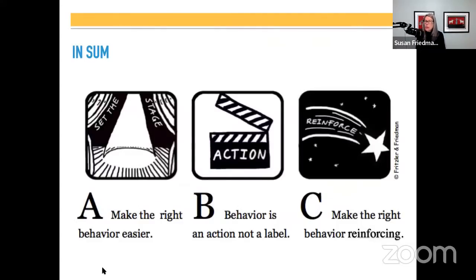So if I were to put it into a meme, I would say, arrange the conditions beforehand to make the right behavior easier or more probable. Remember, behavior is an action. It's something we can observe, not a label. And make the right behavior worthwhile. Give it a purpose for doing. Because you said so is the weakest of purposes, because there is an outcome that is the result of the behavior is our strongest approach.